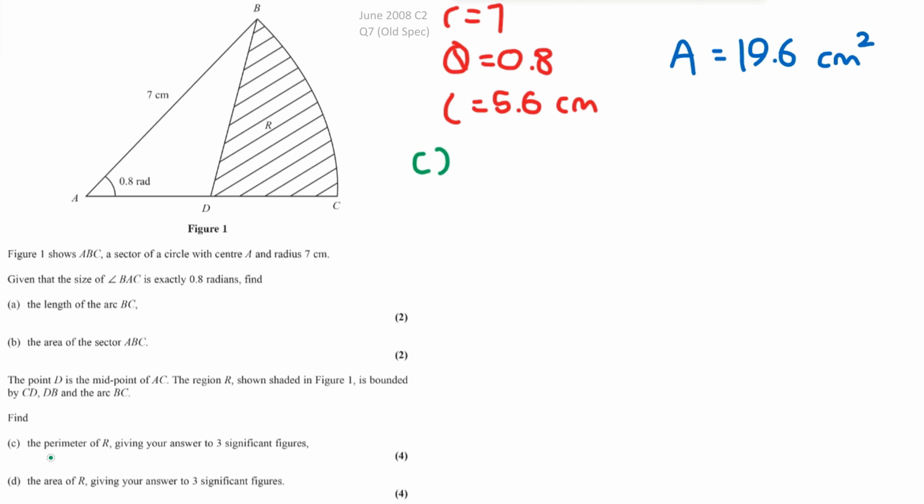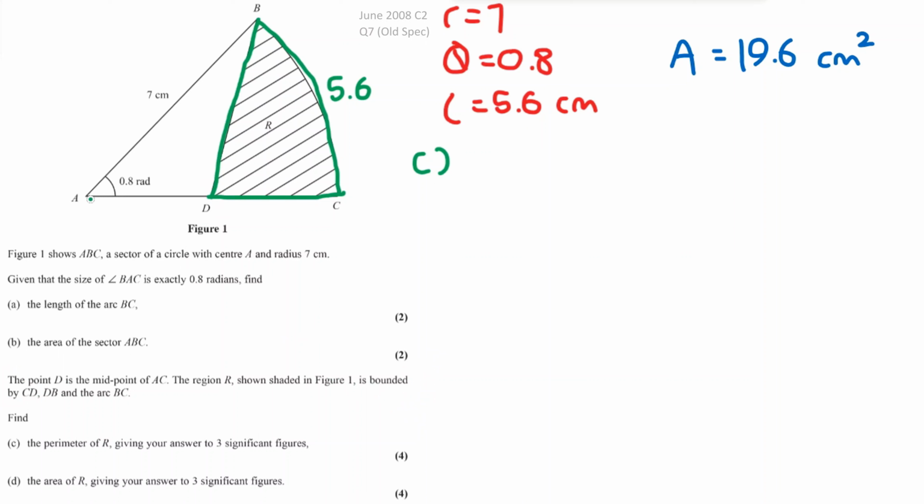So for part C, we need to find the perimeter of R. So R is this shaded region here. So we need to find the perimeter. So we need to know this side, we need to know this side, and we need to know this curved side here. Okay, we already know this curved side because we figured it out in part A. It's 5.6. Now we're told in this section here that point D is the midpoint of AC.